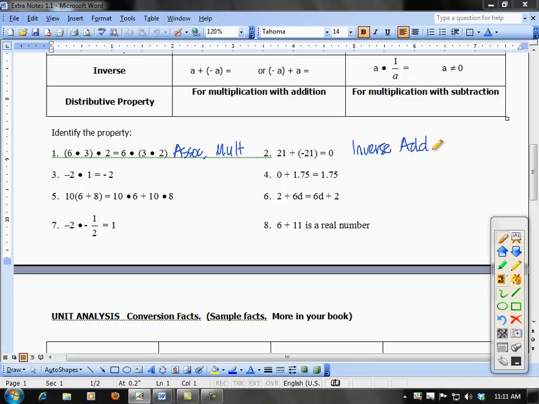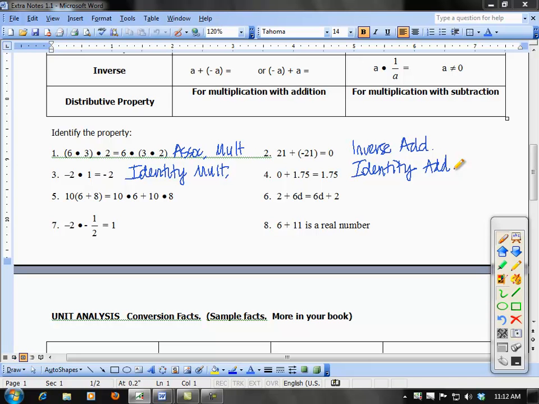Again, I'm going to shorthand this. Number 3 multiplies by the identity to get itself. So this is the identity property for multiplication. Number 4 adds 0 to something to get itself out. So because it's coming back to the same thing, again, this is the identity property. But instead of multiplication this time, we're working with addition.